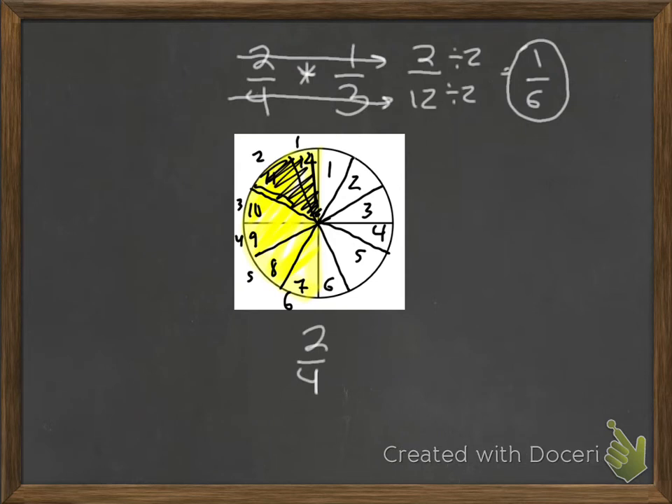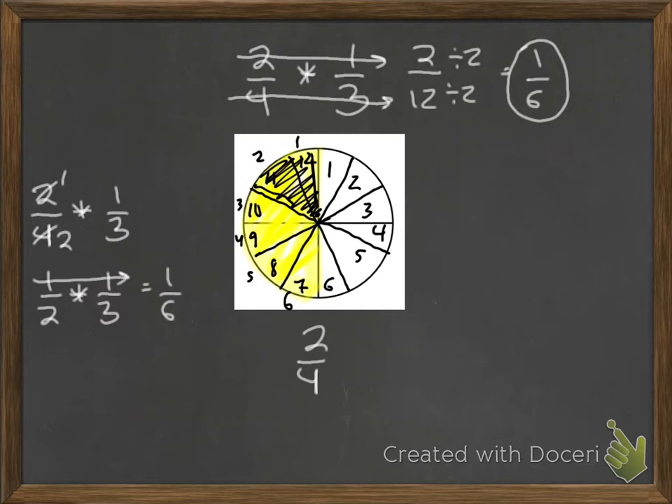Now, let's look at this math again. 2 over 4 times 1 over 3. Is there anything I could have done to either of these fractions to reduce them before I multiplied? And the answer is yes. Okay, 2/4 reduces to 1/2. So I could rewrite this as 1/2 times 1/3, right? Multiply across, you get 1 over 6.